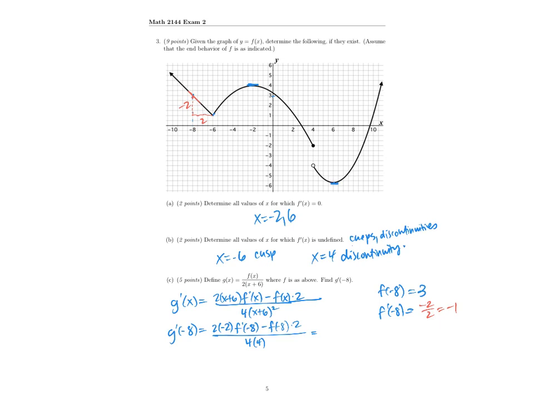So I have, let's see, -2 times 2, which is -4. f prime of -8 is -1, minus f of -8, which is 3, times 2, over 4 times 4 is 16. So we're getting closer. -4 times -1 is +4 minus 3 times 2 is 6, over 16. So we get -2 over 16, which is -1/8 if we want to reduce it.